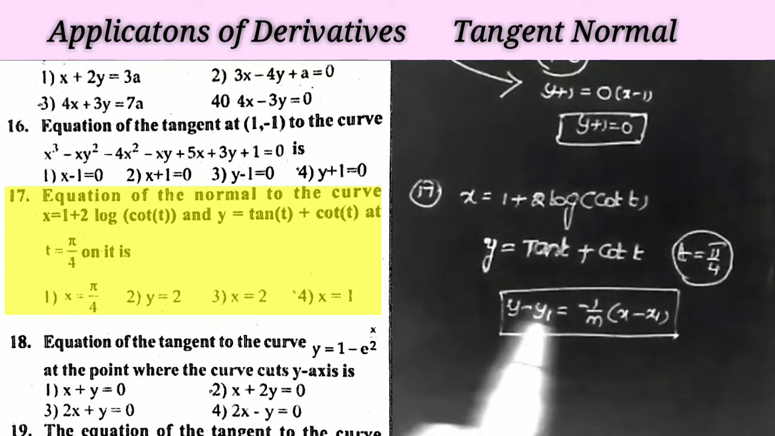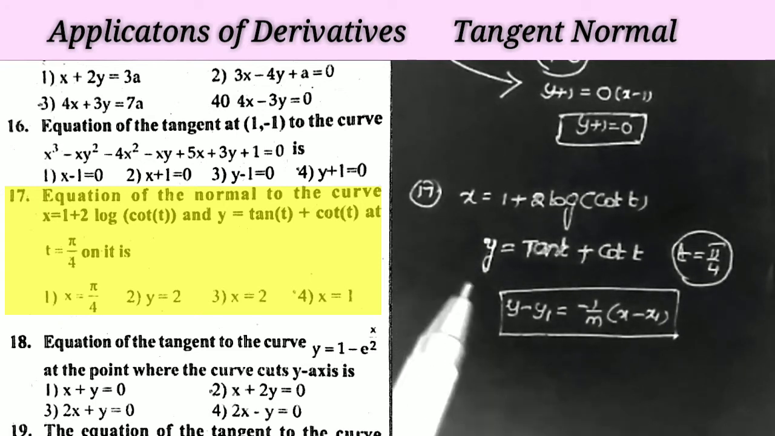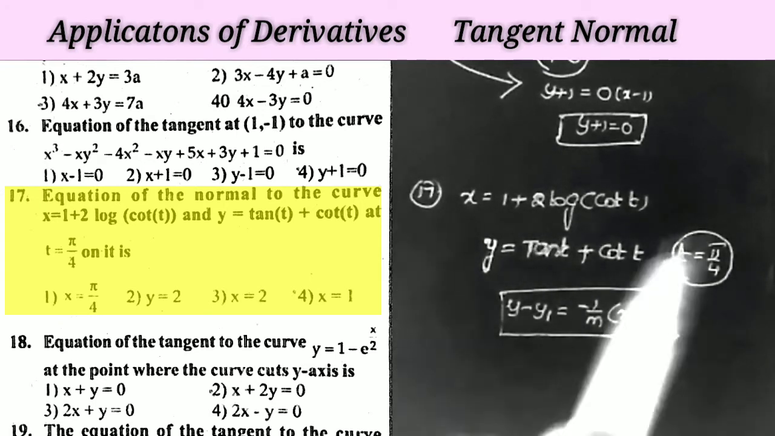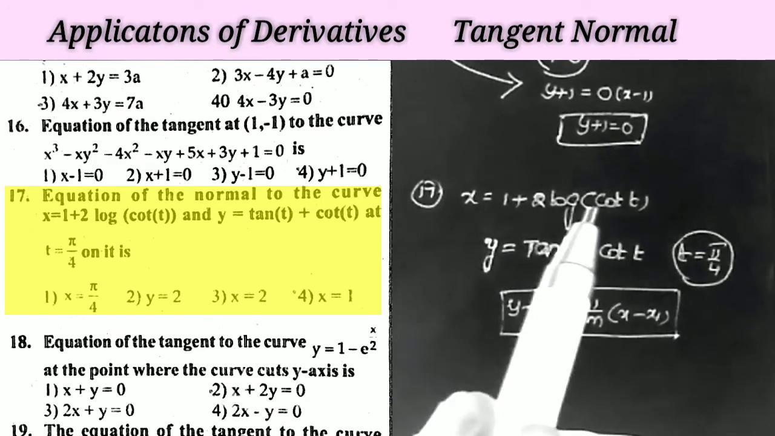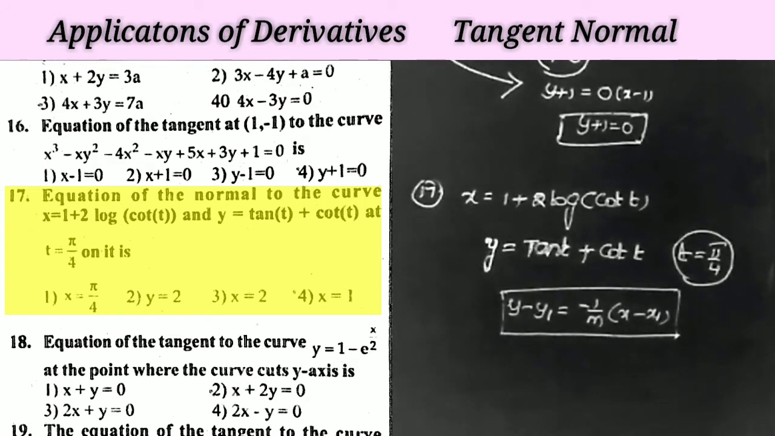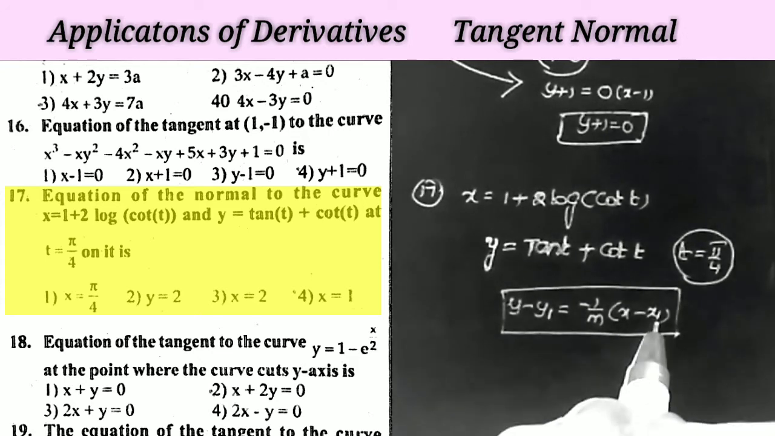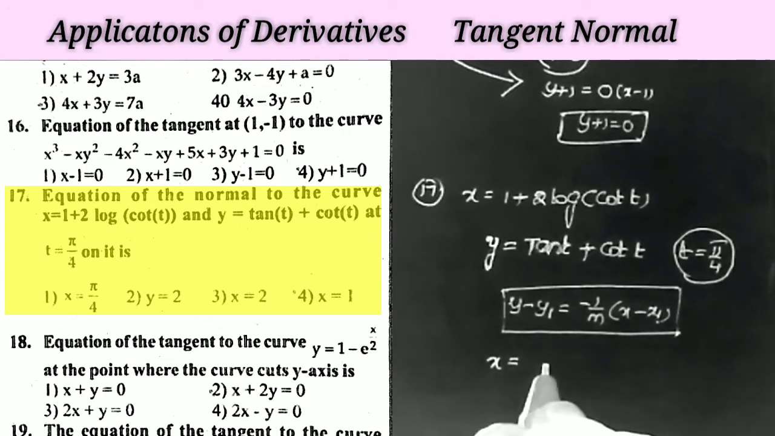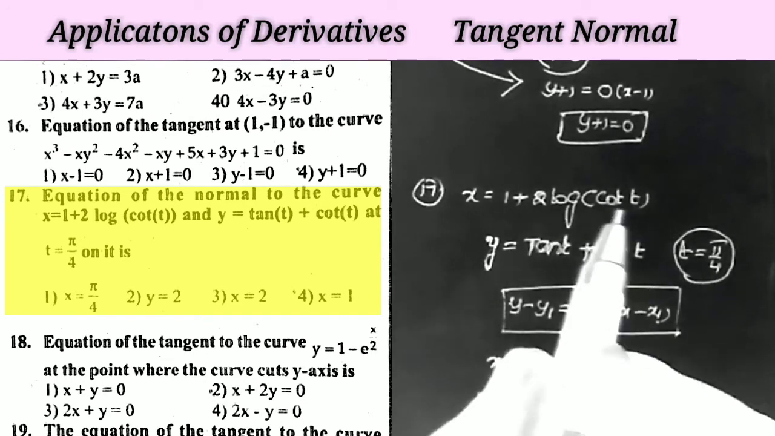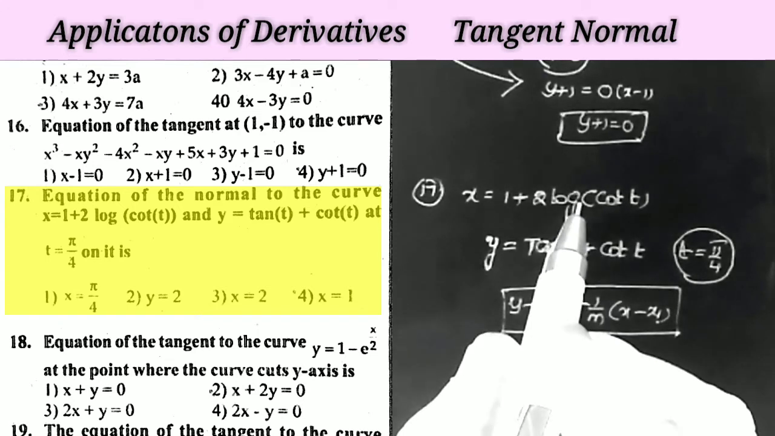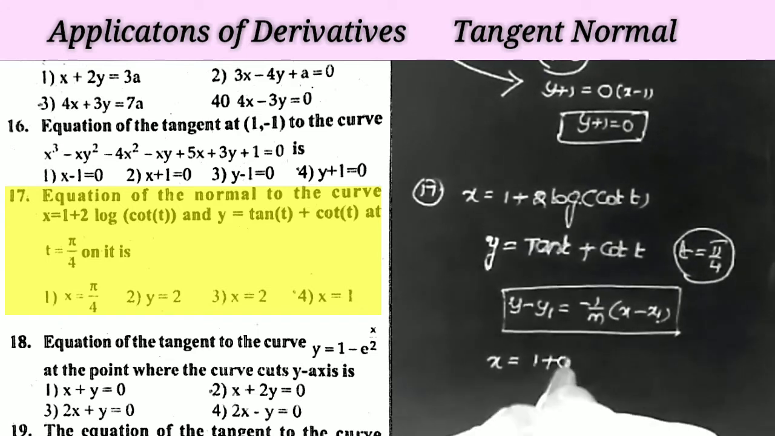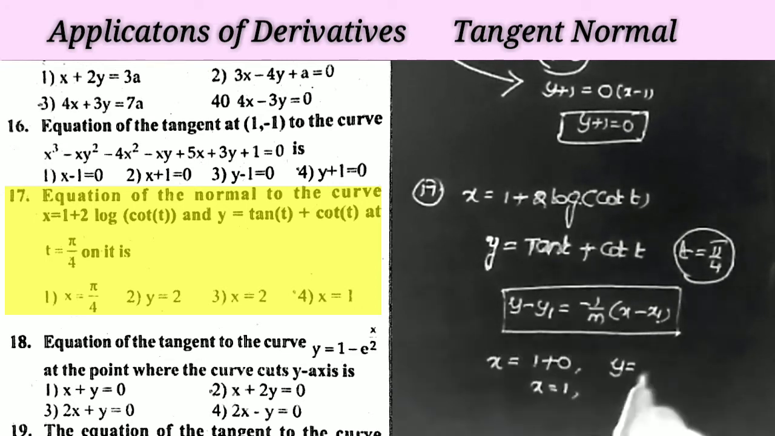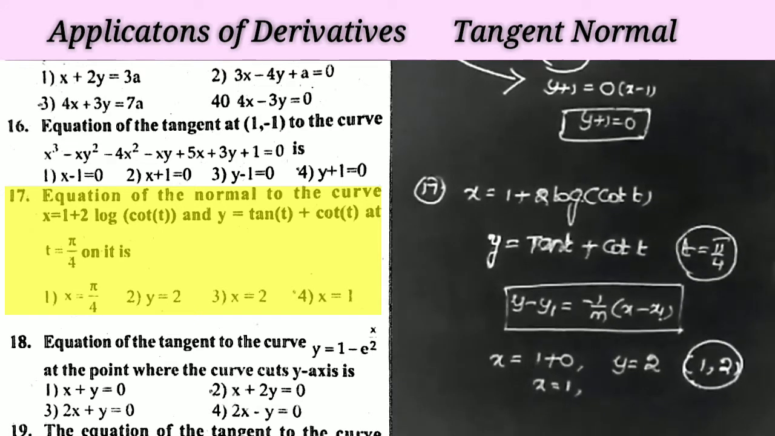What is x1, y1? Here the expressions for x and y are given, and also t is equal to pi by 4. By replacing t is equal to pi by 4 in x and y, we get the point. That is x is equal to 1 plus 2 log cot pi by 4, cot pi by 4 is 1, log 1 is equal to 0, so 0 into 2 is 0. That is x is equal to 1. And y is equal to tan pi by 4 which is 1, plus cot pi by 4 which is 1, that is 2. So the point is (1, 2).